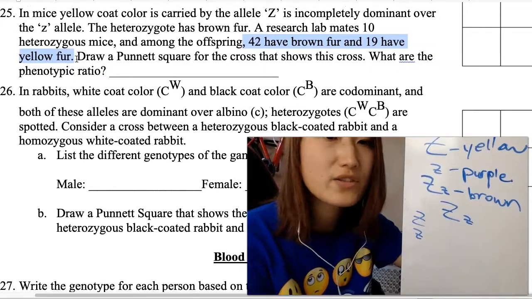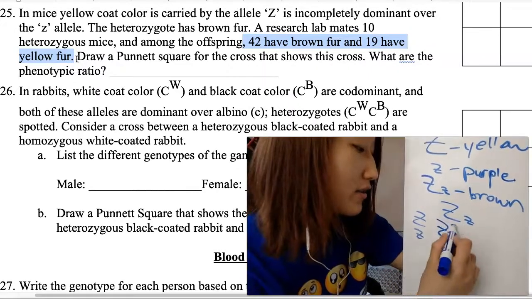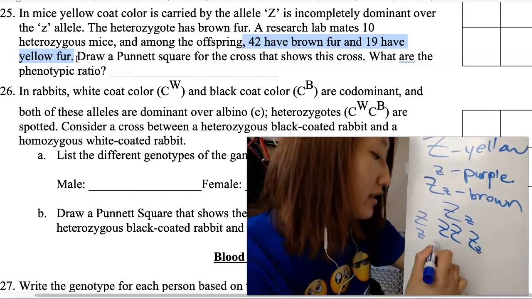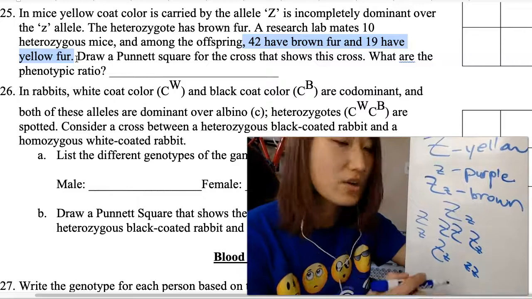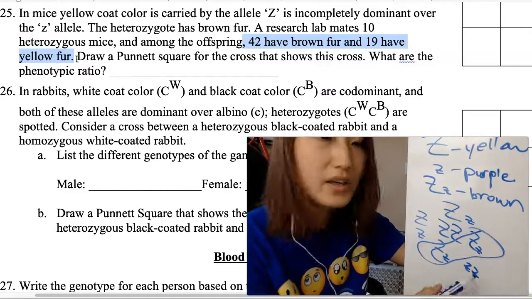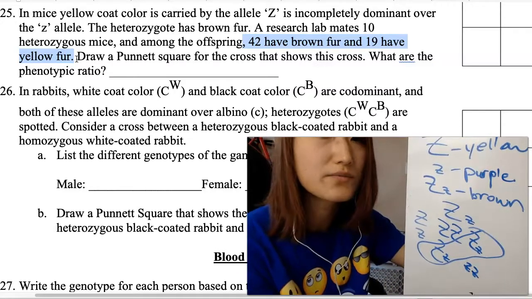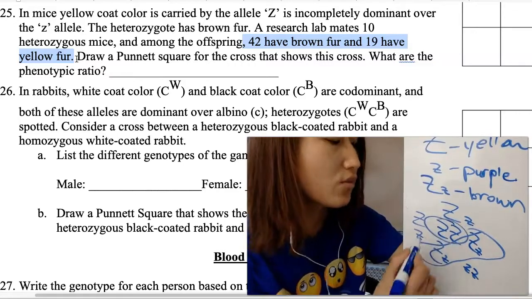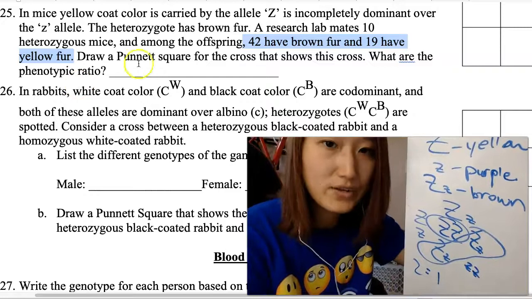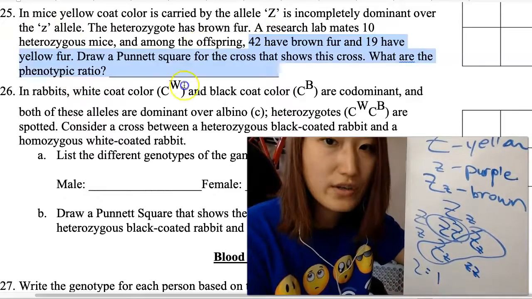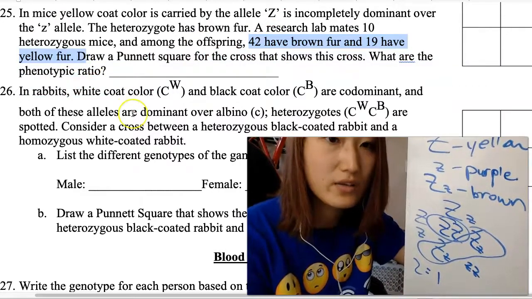So it already tells you that they're heterozygous. So you draw this Punnett square: big Z big Z, big Z little Z, big Z little Z, little Z little Z. So if you look at the ratio of brown, which are these two, to yellow, which is this one, it is kind of a 2-to-1 ratio. And as you can see, this ratio is kind of 2-to-1, brown to yellow, right?